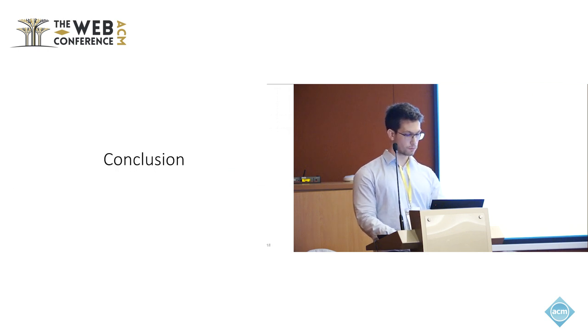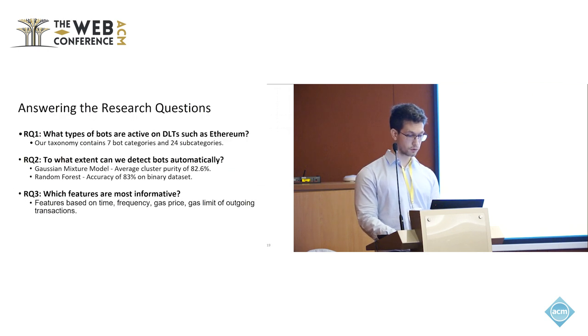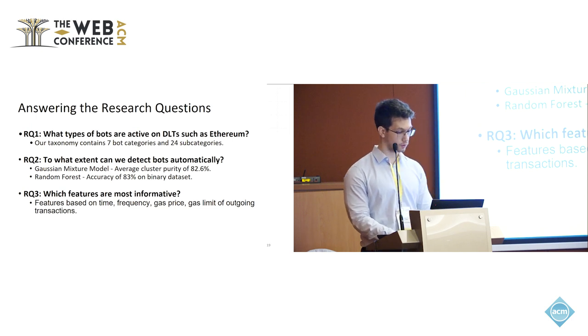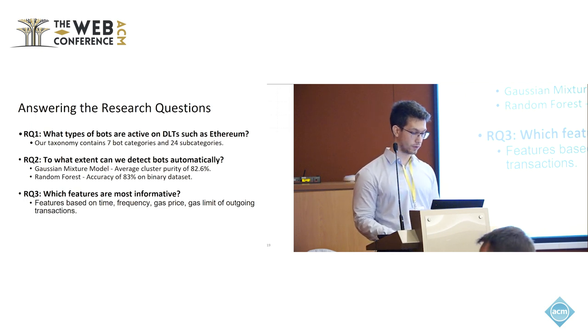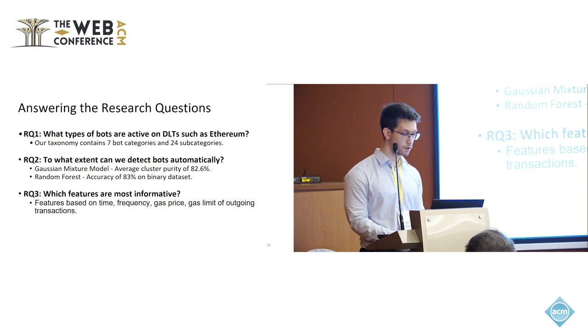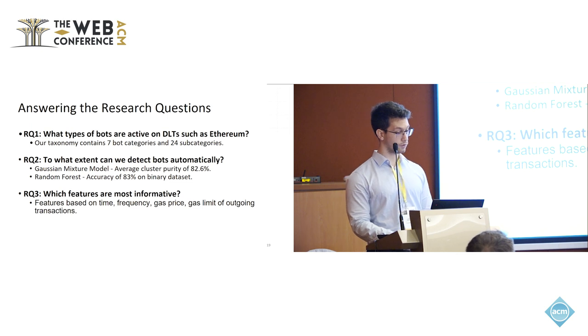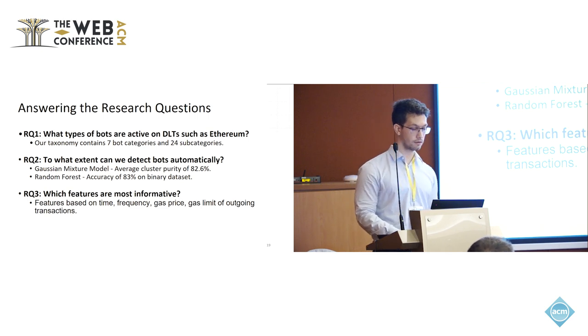And to conclude this, what are the takeaways? So we have a taxonomy of seven bot categories with 24 subcategories to answer the question what types of bots there are. For research question two, we find that the average cluster purity can be up to 82.6%. Random forest in a binary setting, human versus bot, can get an 83% accuracy on our small data set.